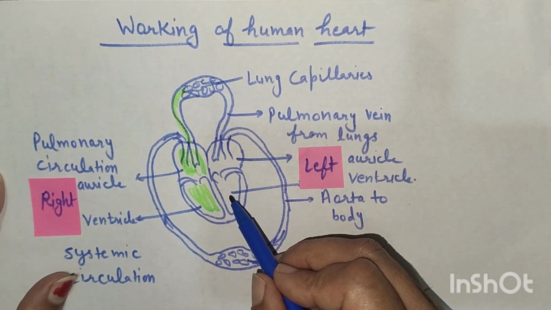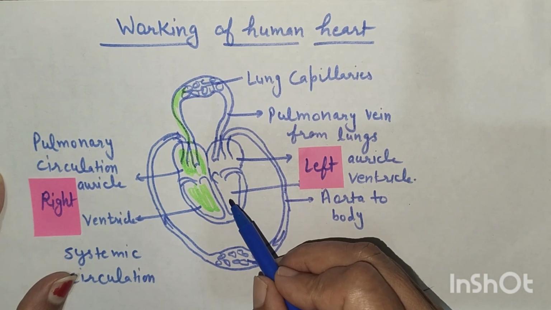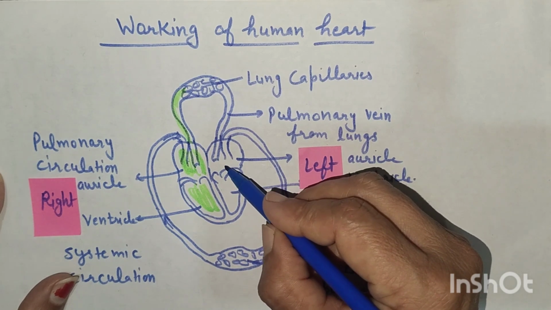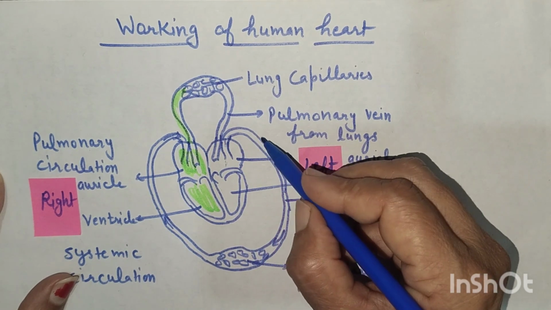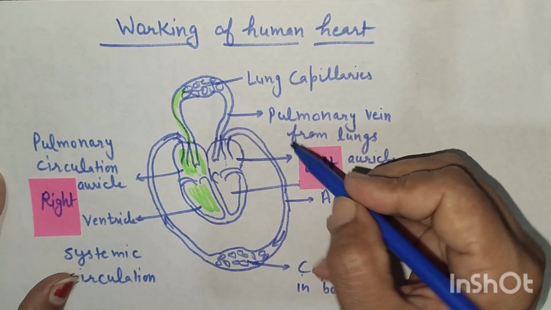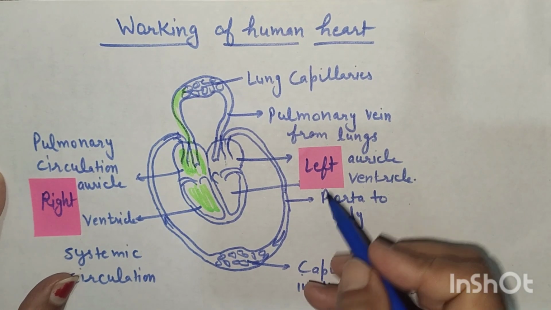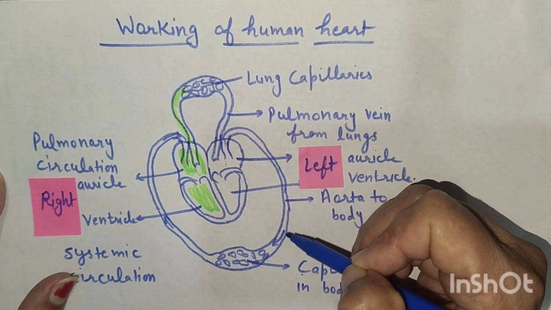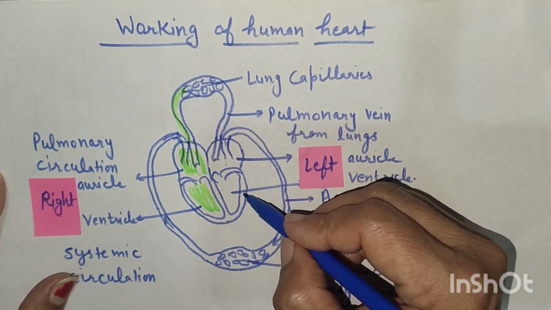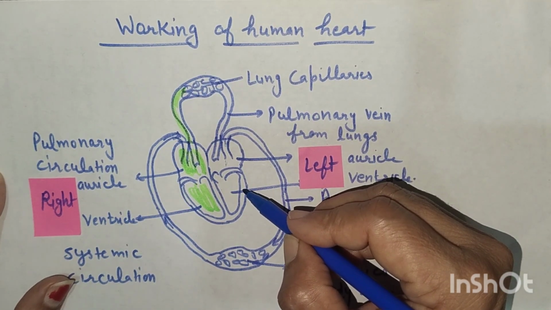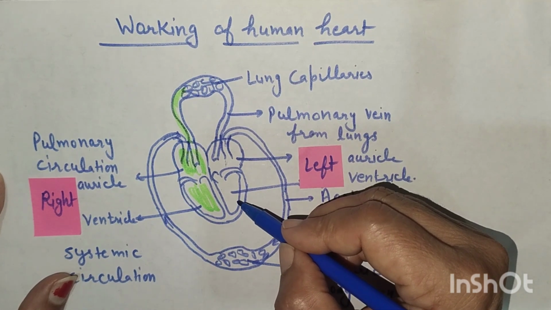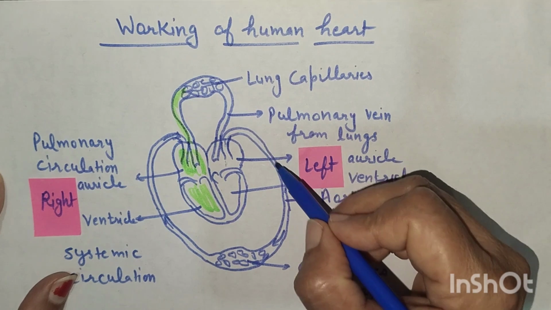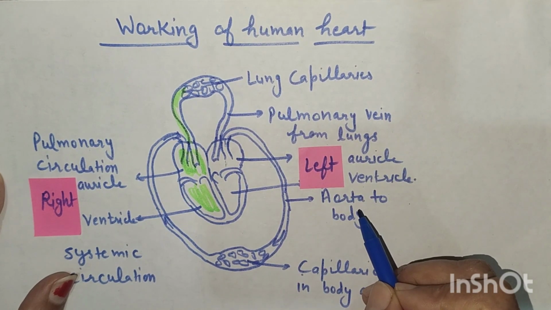From the left auricle it goes to the left ventricle. From the left ventricle, blood goes into the aorta. The aorta is the largest artery, which sends the oxygenated blood to all the body parts. The walls of the ventricles are slightly thick because they have the pressure to send the blood to the whole body through the aorta.